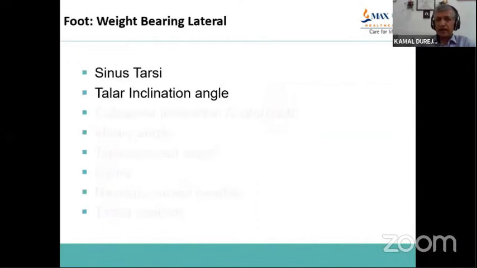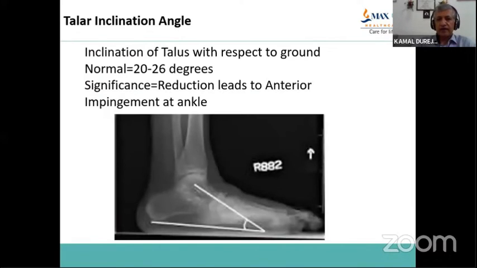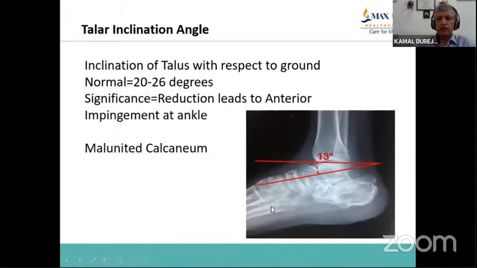Another important thing, talar inclination angle on the weight bearing. So this is a talar inclination angle, which is very important to give you an indication whether you are handling an ankle impingement or a malunited calcaneus, in which the talar inclination reduces from the normal of 20 to 26 degrees. So this is how you get an idea about the range of motion happening at the ankle and the impingement happening at the ankle by knowing your talar inclination.